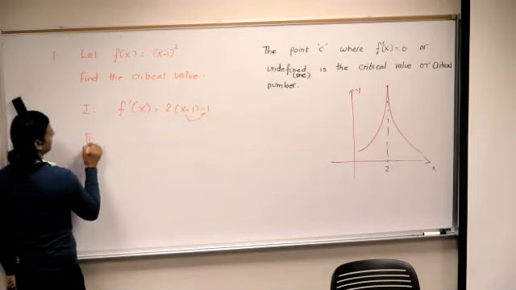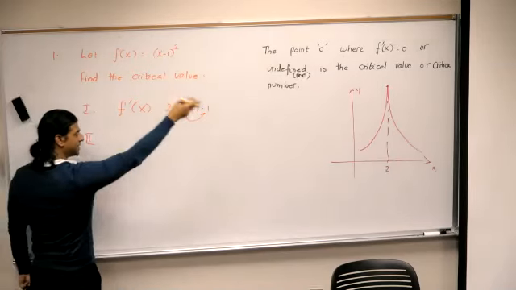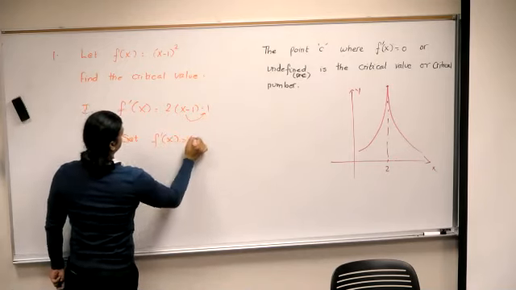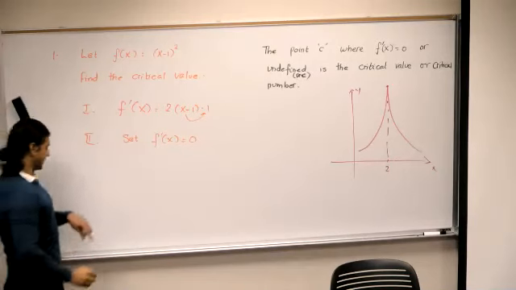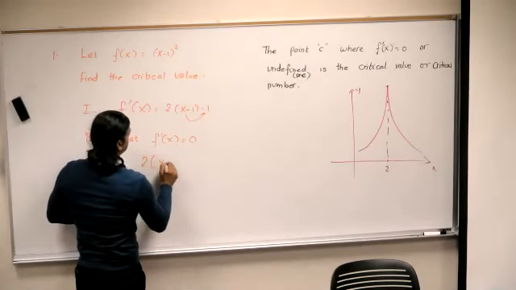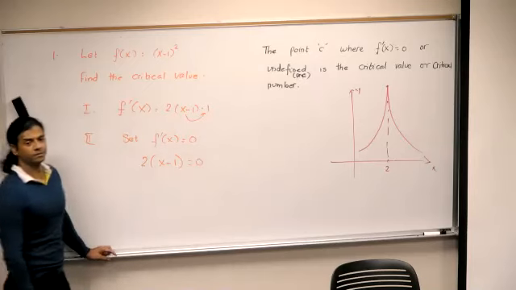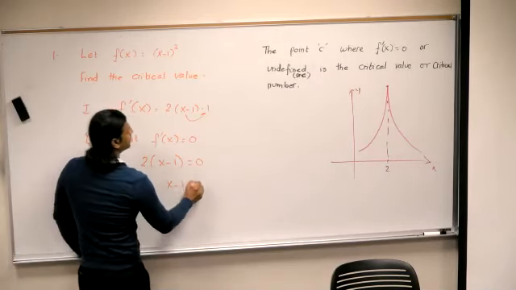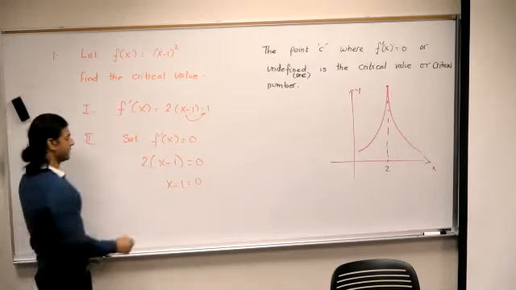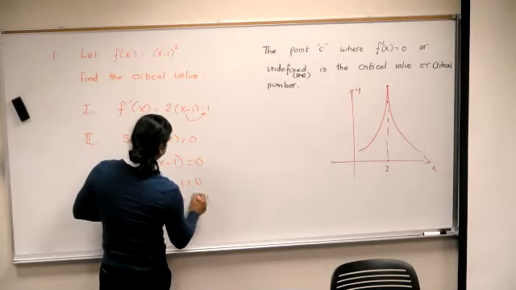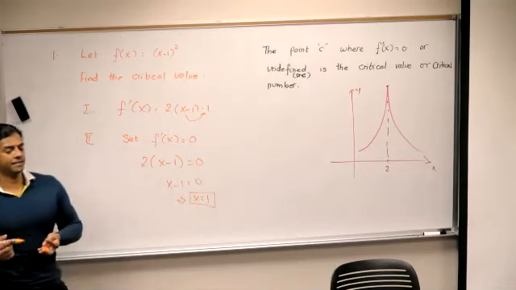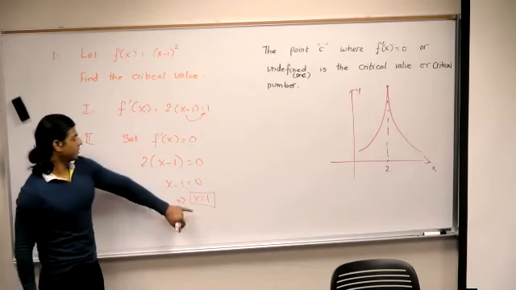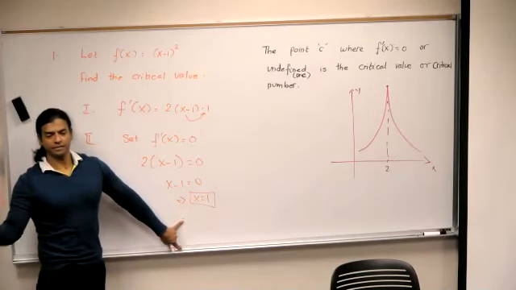Step 2: set the derivative equal to 0. Which would imply 2 times x minus 1 equals 0. Divide by 2 on both sides. x minus 1 would equal 0, which would imply x is equal to 1. Is it a valid critical value? Yes, it's a number. So x equals 1 is a critical value.